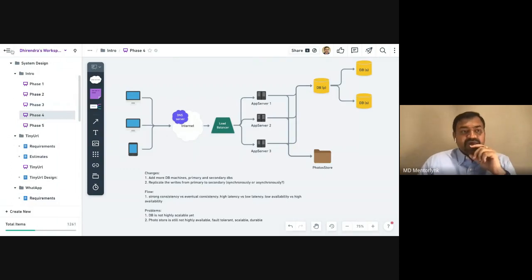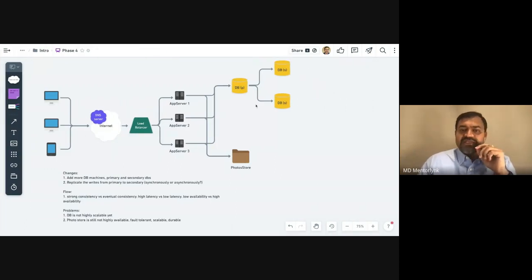Phase 4. So what do we do now? Let's think about scaling up the databases. So database was one single point of failure. So let's say we add more database machines, primary and secondary databases, right? This is primary, these are secondary, and replicate the writes from the primary to secondary, right? And we can think about how do we do that synchronously or asynchronously. Both have pros and cons, so we can talk about that. But really, what we have done is this is a primary, and the writes are replicated to the secondary.